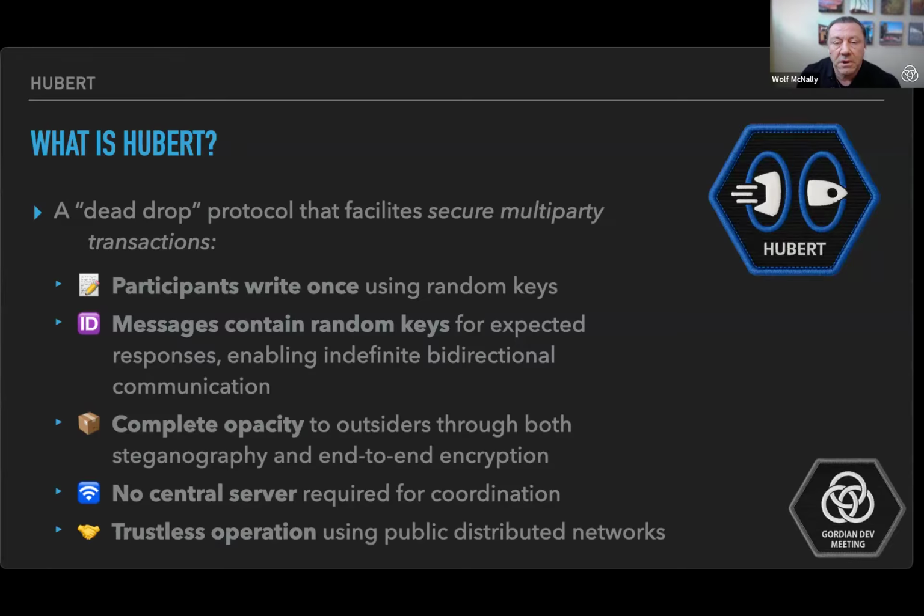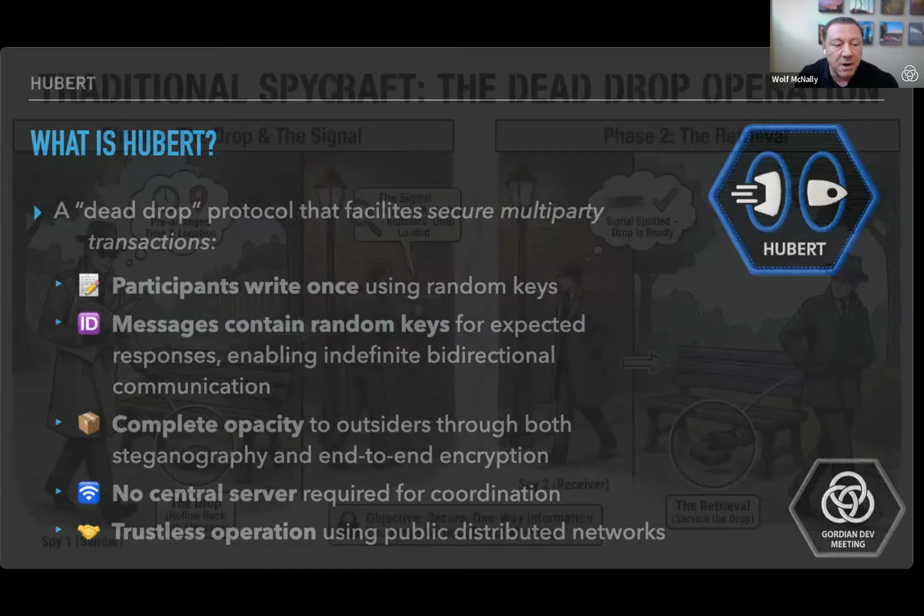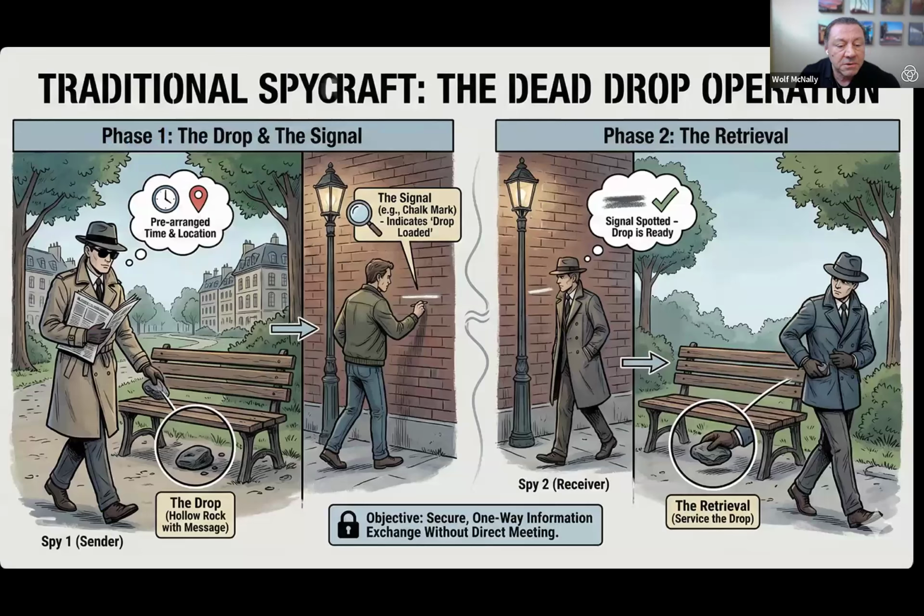So part of our inspiration for this was traditional spycraft, the idea of a dead drop. A dead drop is where two people want to communicate and they agree on a time and place, or at least on a place and method in advance. A person leaves a message, say in a hollow rock, and then they or somebody else leaves a signal, which indicates that the drop has been loaded and is ready to be serviced. Phase two is the retrieval, where the agent in the field sees that the signal has been sent, and then at some time later visits the drop site and does the retrieval, which is called servicing the drop. This provides secure one-way information exchange without direct meeting.